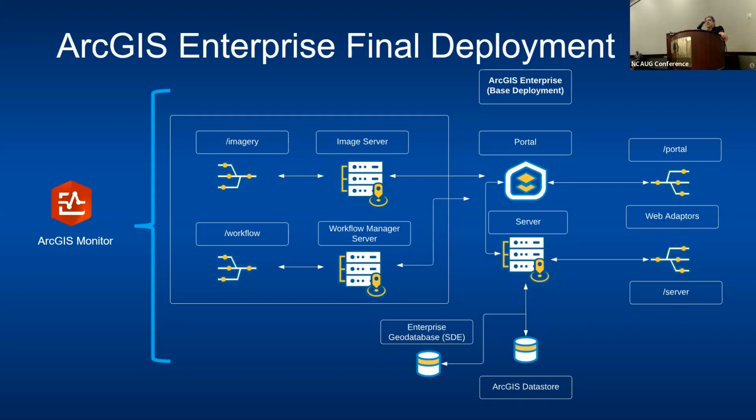You've got your portal instance, so your web maps and everything else that goes with it. And then you can also manage the Workflow Manager and the Image Server. So you can kind of figure out where some of those bottlenecks are, where some of the pain points in your environment are, and then be able to work through those.